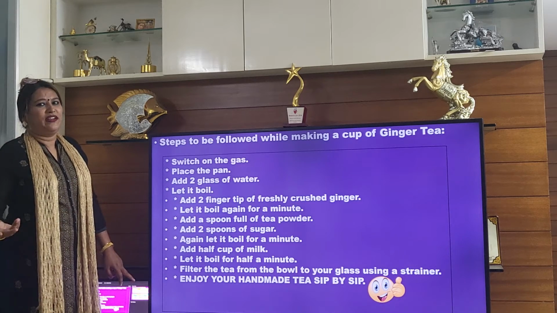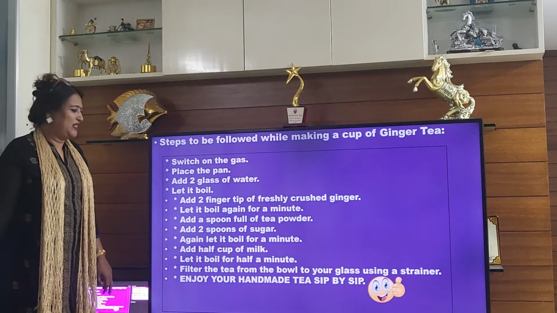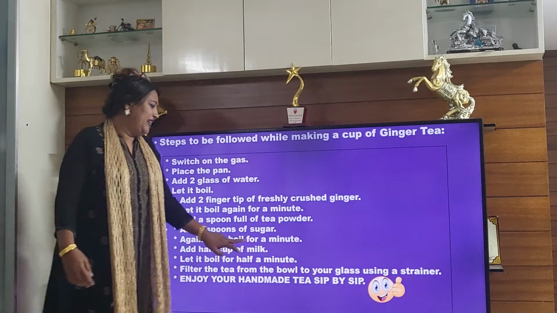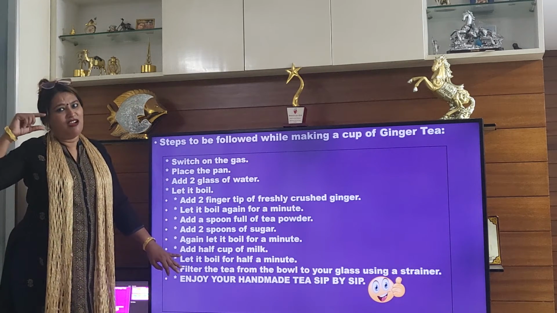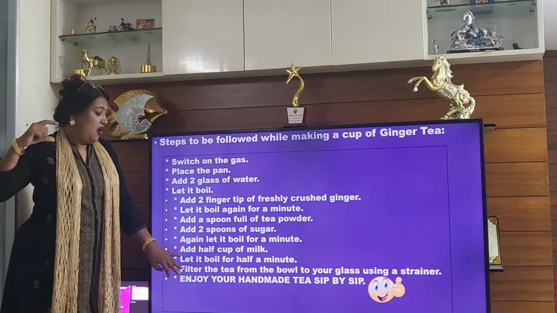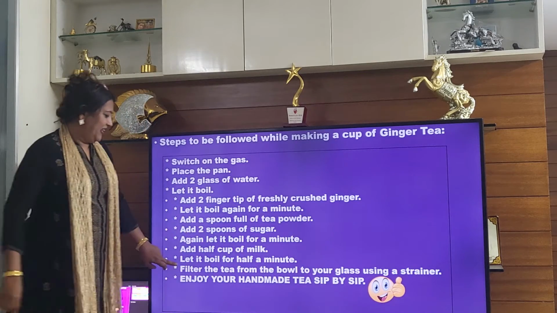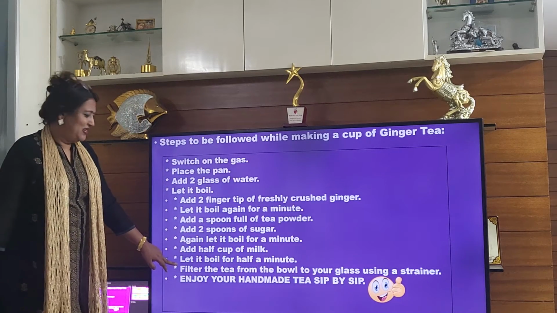I mean, sugar quantity varies. How much sweetness you like, you go accordingly. Again, let it boil for a minute. Then add for 1 cup half glass of milk. Then again let it boil just for a minute.